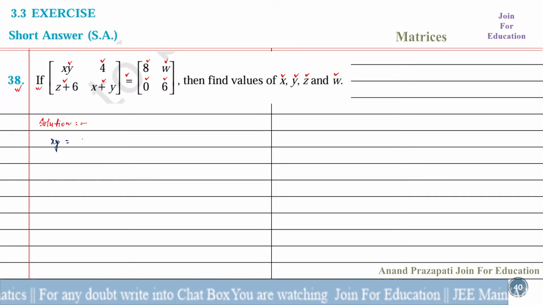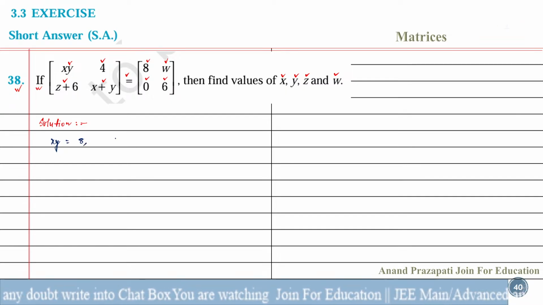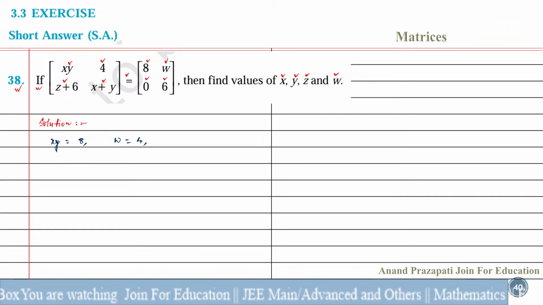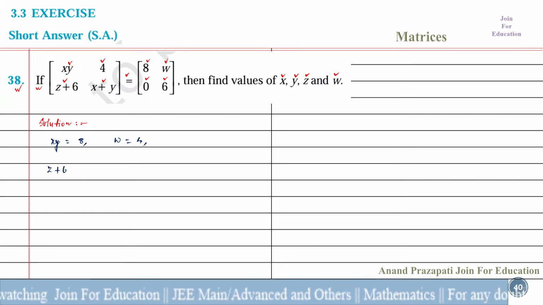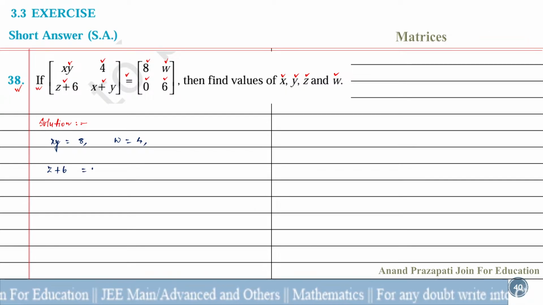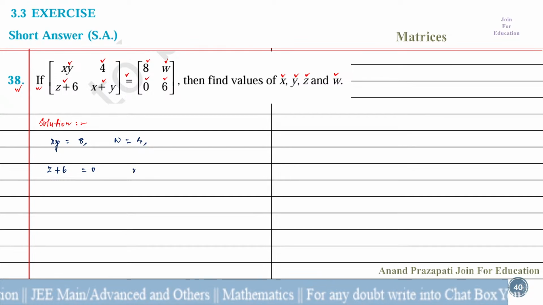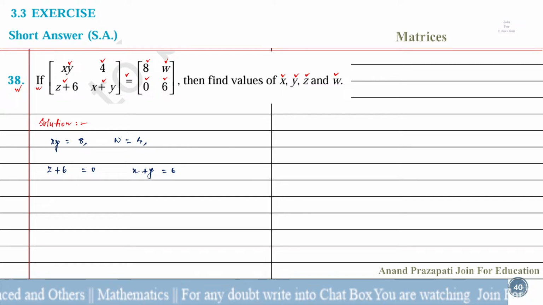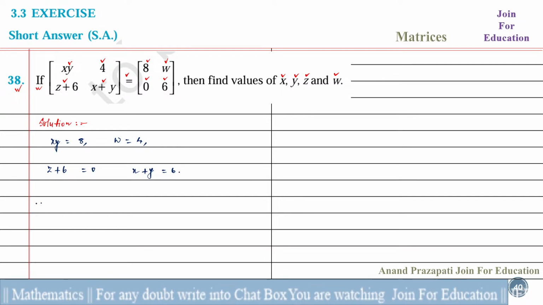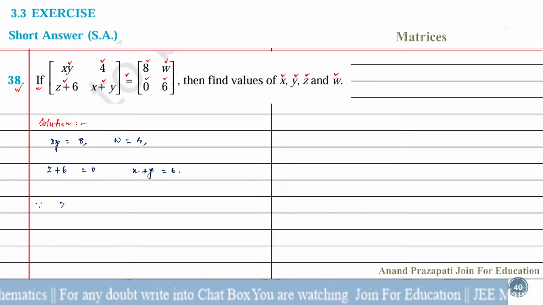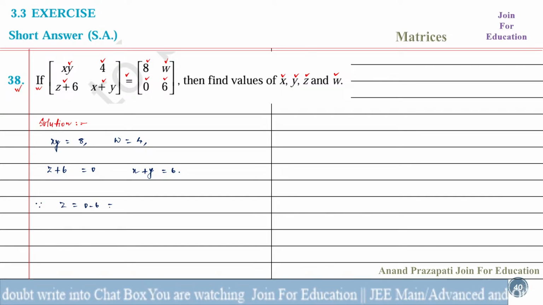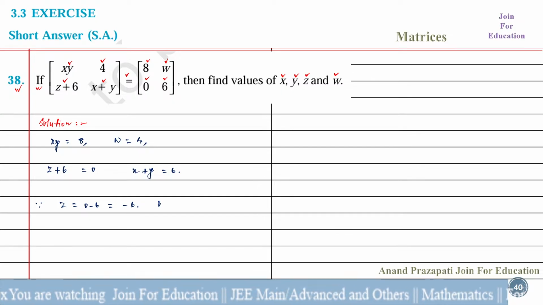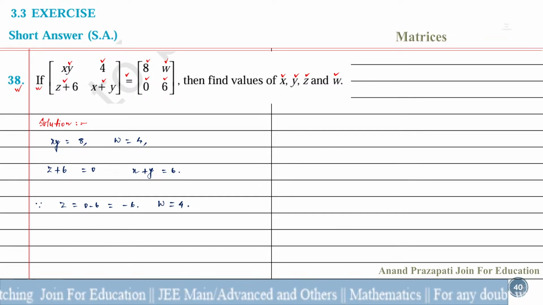xy equal to 8, w equal to 4, z plus 6 equal to 0, and x plus y equal to 6. Therefore, z equal to 0 minus 6, equal to minus 6, and w equal to 4.